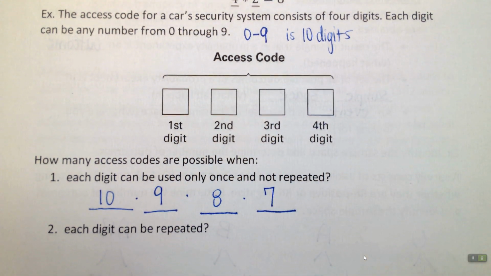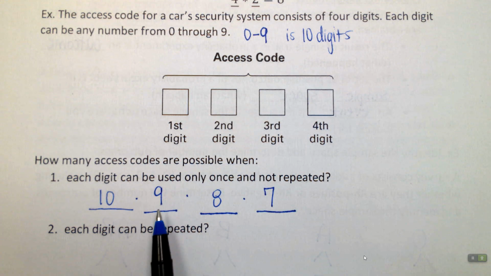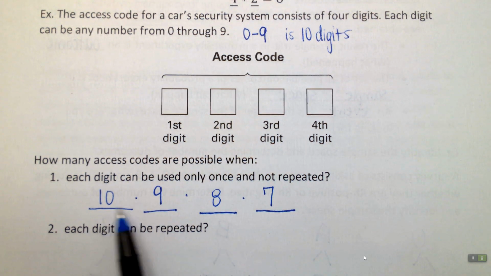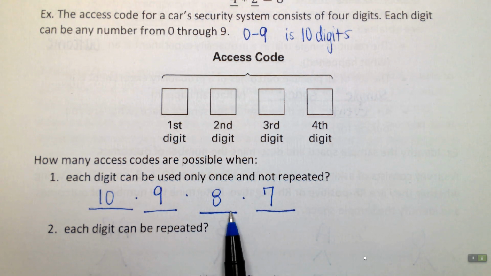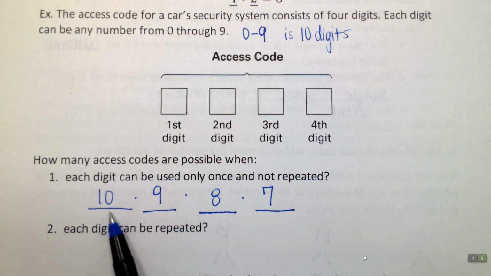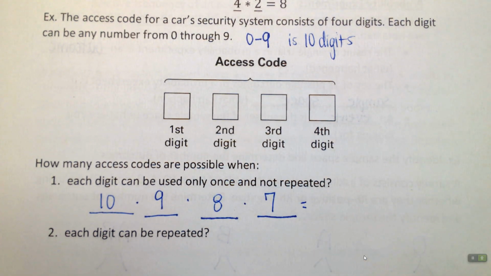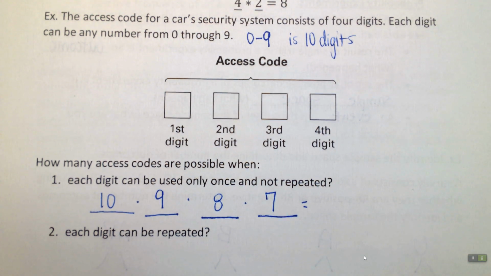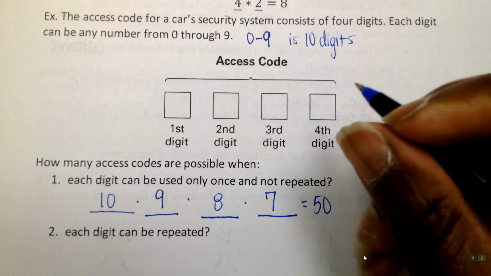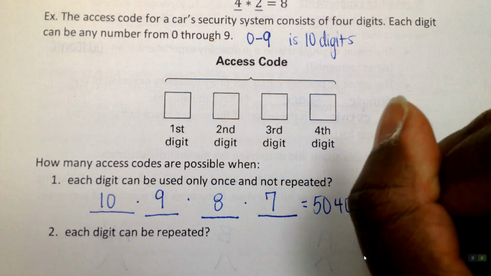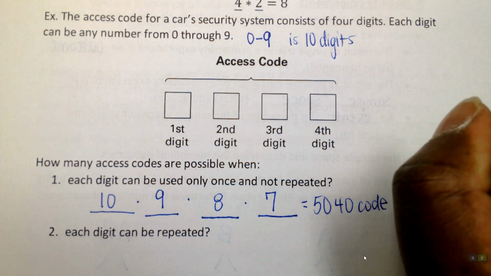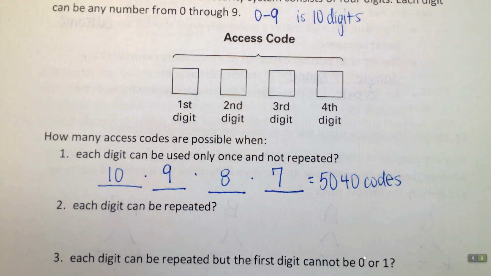7. So I had all 10, and then I had to take one away because I already used that one. I have 9. I had to take 2 away because I've already used them. That left me with 8, and then I already used 3, so that left me with 7. So 10 times 9 times 8 times 7. So that means that's 5,040 codes that are possible.